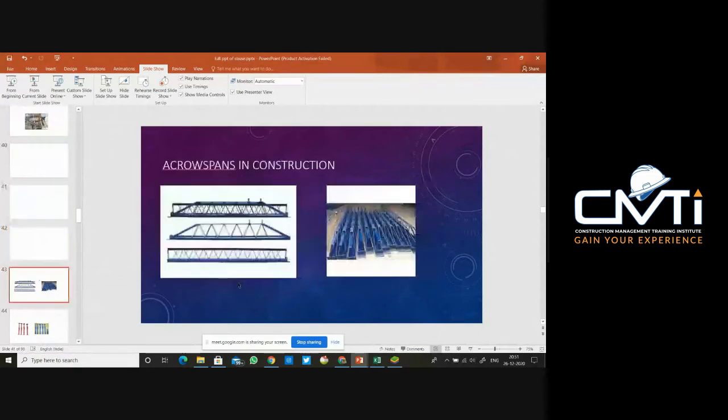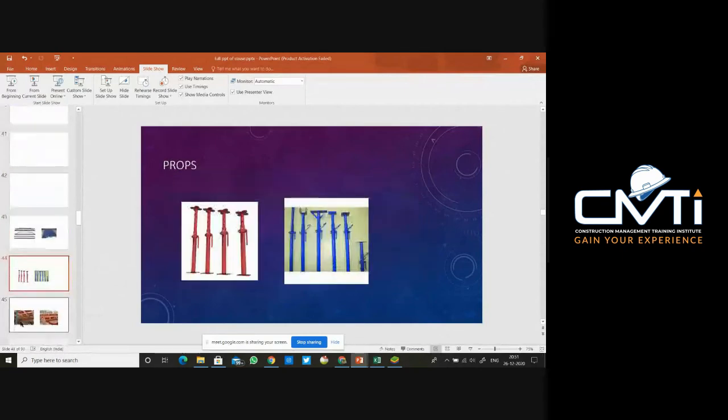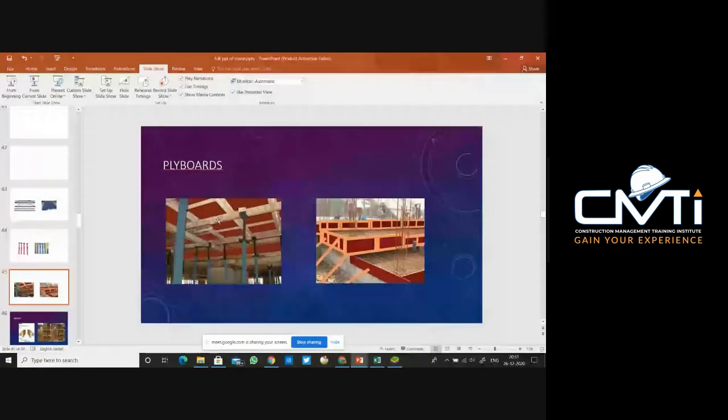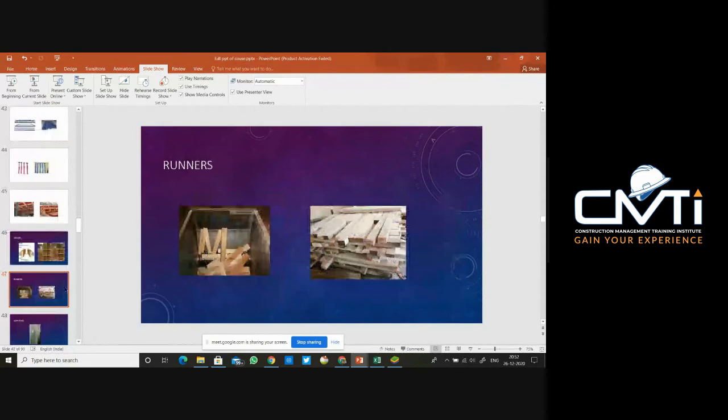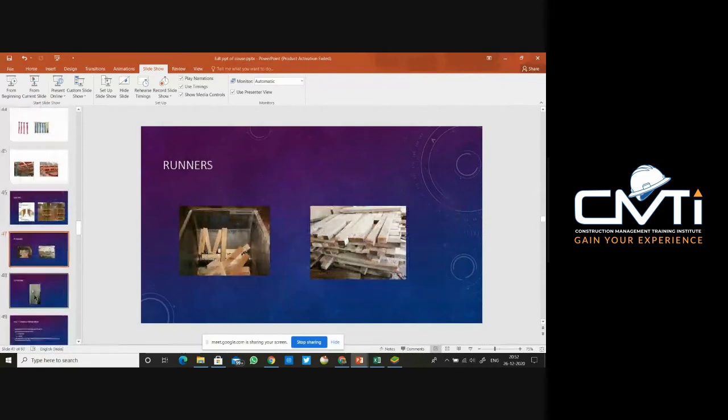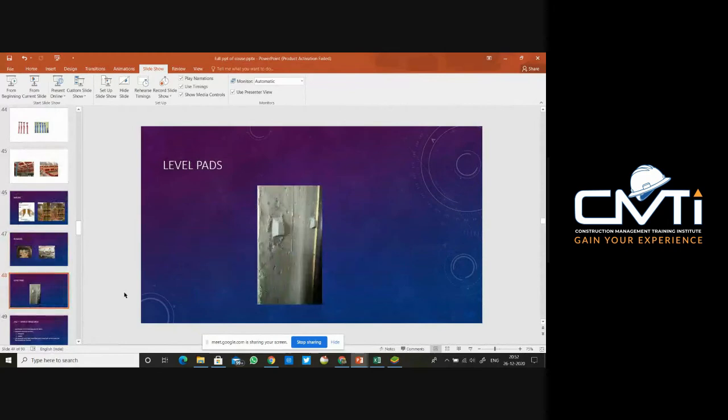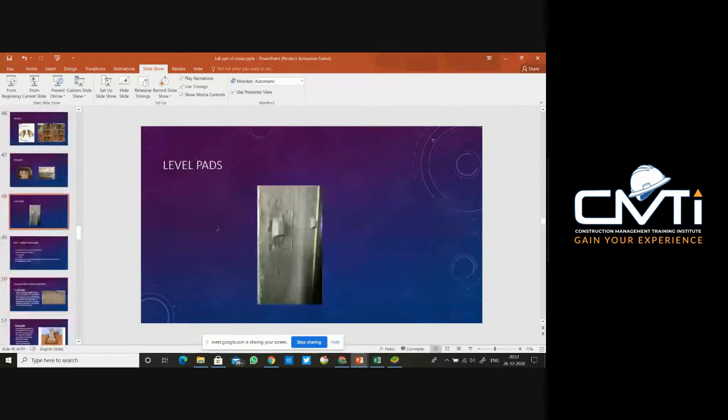So here are some of the instruments used in construction. These are cross plans. These are props. These are the plyboards used in construction, basically of the size 4 feet by 8 feet. These are wallers, used to tie the sheets. The yellow thing you see here is the props, and the wallers are tied using tie rods. These are runners, available in the size of 2 inch by 3 inch or 3 inch by 4 inch. These are level pads, or you can also say bull pads.